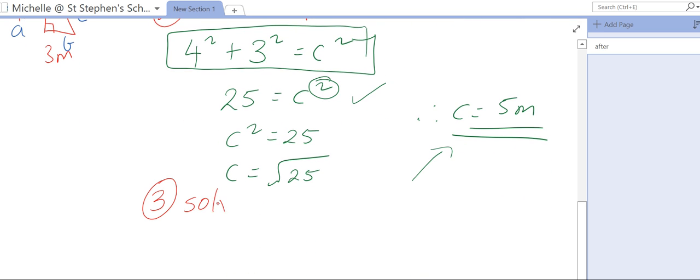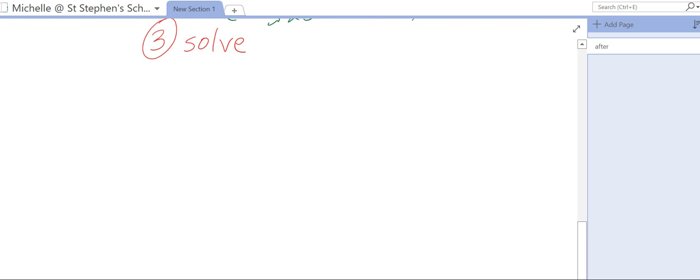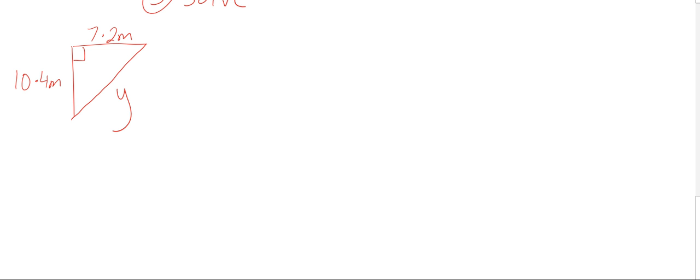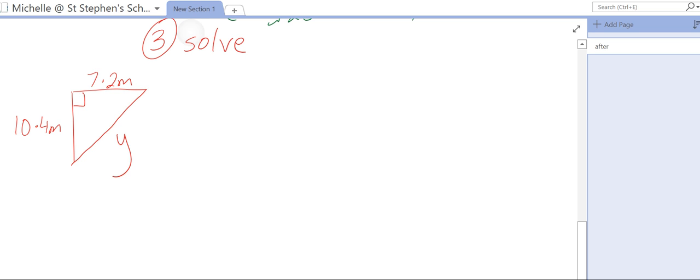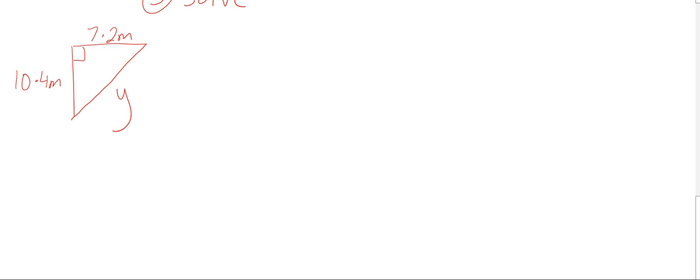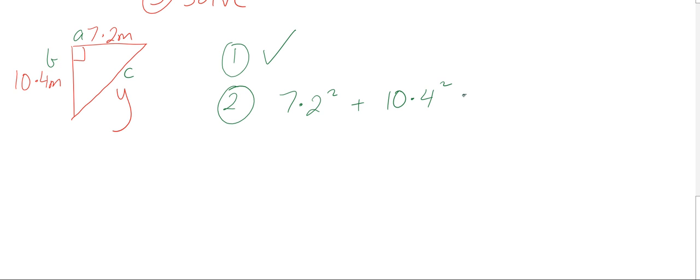Okay, let's do another example together where we're trying to find the hypotenuse. Alright, so if we have a right angled triangle, and I've got 10.4 meters on this side, and 7.2 meters on this side, and this is my unknown. So again, going through my steps, let's see what we need to do. Alright, so step 1, we've labelled our sides. So C is your hypotenuse, A and B don't matter as long as they're the shorter sides. So step 1 we've done. Step 2 is putting it into our formula. So 7.2 squared plus 10.4 squared equals y squared, because that's what we're trying to find in this case.